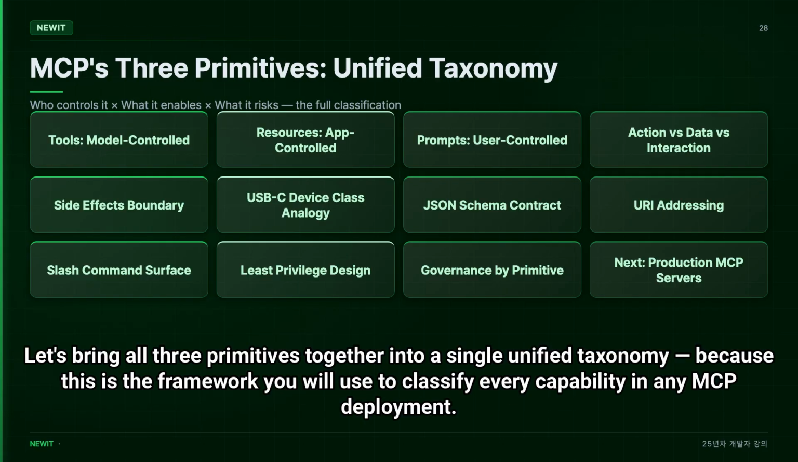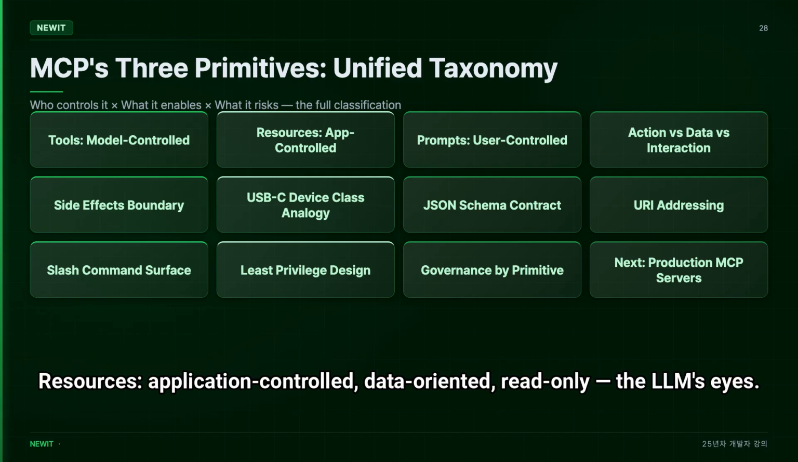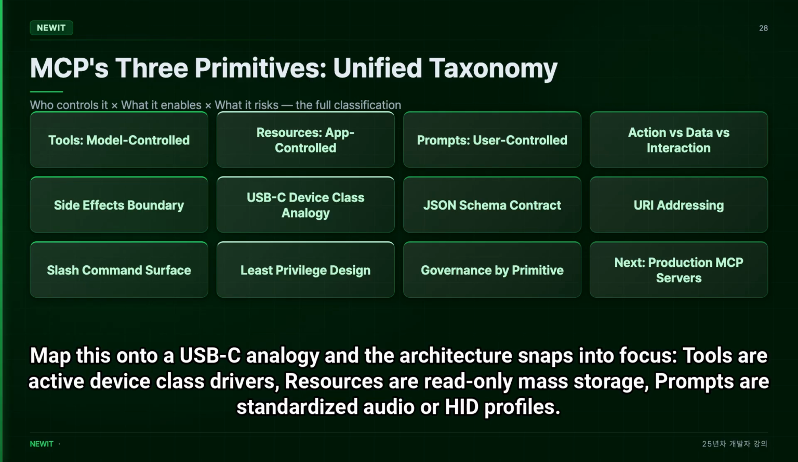Let's bring all 3 primitives together into a single unified taxonomy, because this is the framework you will use to classify every capability in any MCP deployment. Tools: model-controlled, action-oriented, produces side effects, the LLM's hands. Resources: application-controlled, data-oriented, read-only, the LLM's eyes. Prompts: user-controlled, interaction-oriented, flow-encoded, the LLM's voice, standardized. Map this onto a USB-C analogy and the architect snaps into focus.